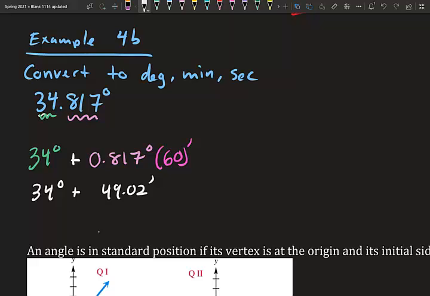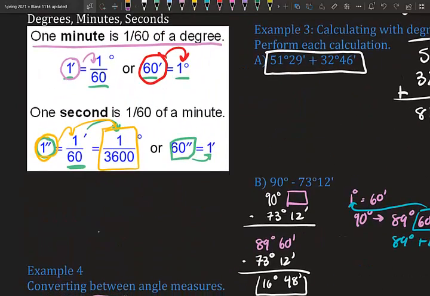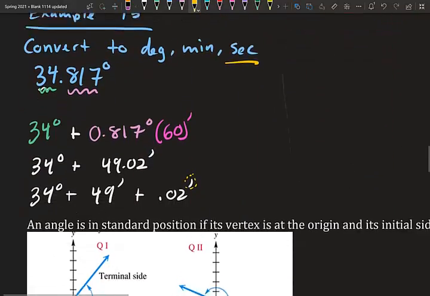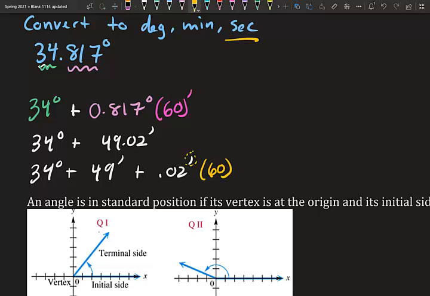Let's separate it one more time because we need seconds. So we have 34 degrees, 49 minutes plus 0.02 minutes. Now we need to get to seconds. How do we get to seconds? Remember, we're coming from minutes. We are not coming from degrees. At this point, we have minutes. So we go from minutes to seconds. Well, we divide by 60 the other way, so the opposite of dividing, to get to seconds, we need to multiply by 60.